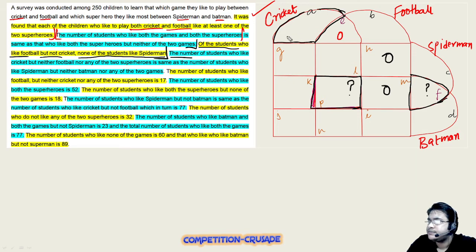Okay, this region is same as the number of students who like Spider-Man but neither Batman nor any of the two games. So Spider-Man and none of the two games will be this region, C region. Okay, let me mark it with a yellow sign. I hope the yellow is visible. Okay, so in other words, I can say that this is X and this is also X.